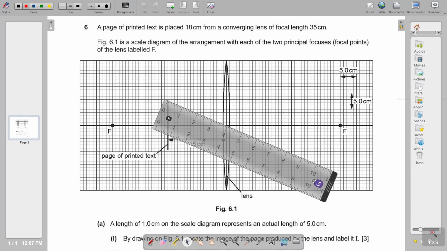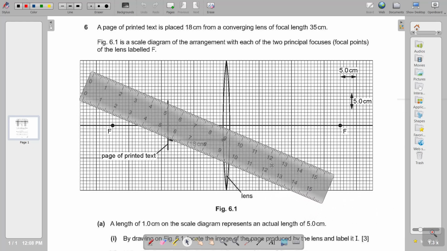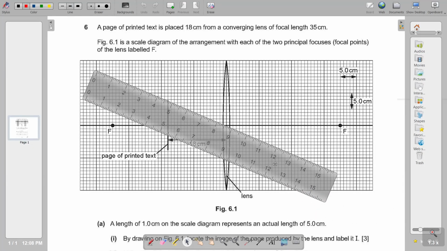But since the object is between the focal point and the lens, we know already that this type of image will be virtual, so we need to extend the ray beyond the object from both sides. So we need to place the ruler so we can draw both sides, and we draw a long ray since we do not know where the intersection will be.